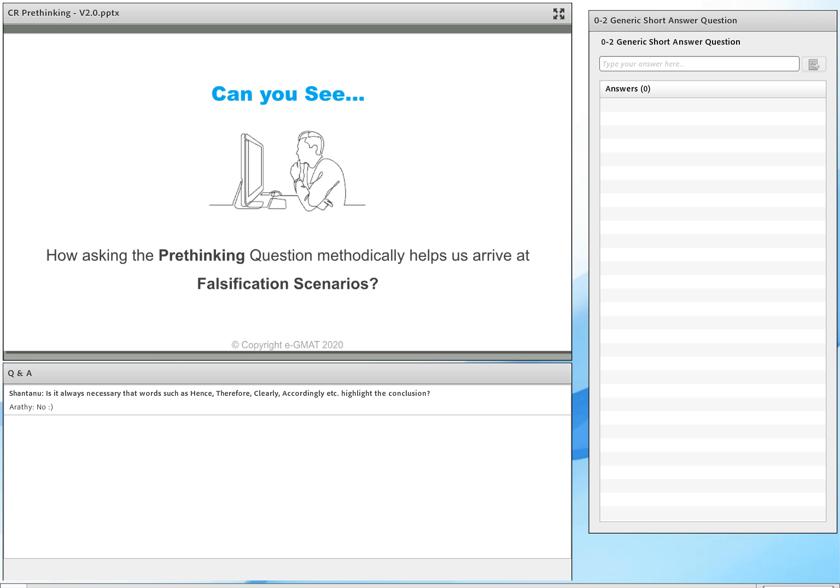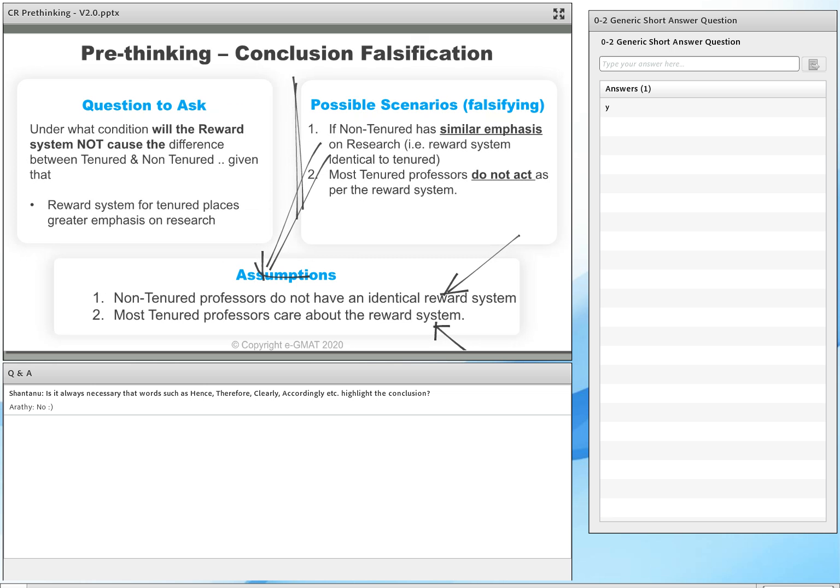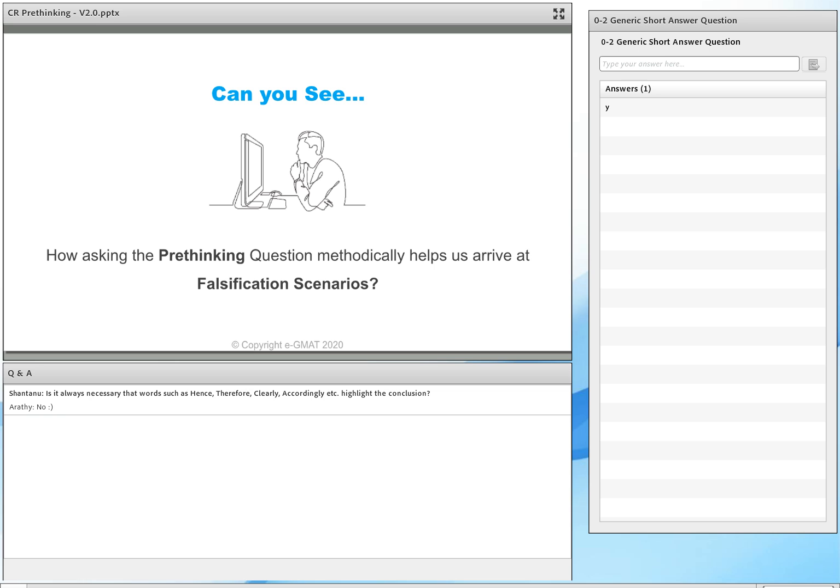Okay. But the thing that I want to make sure is, can you see how when you ask this question, the scenarios start to come up? And there was another really great question, where someone said that, hey, this is a bit more difficult for me to think. Yes, it may be. And that's the beauty of pre-thinking. You may do pre-thinking and be able to come up with one assumption. Remember, what is the definition of pre-thinking? I want to be able to come up with how many assumptions? How many?